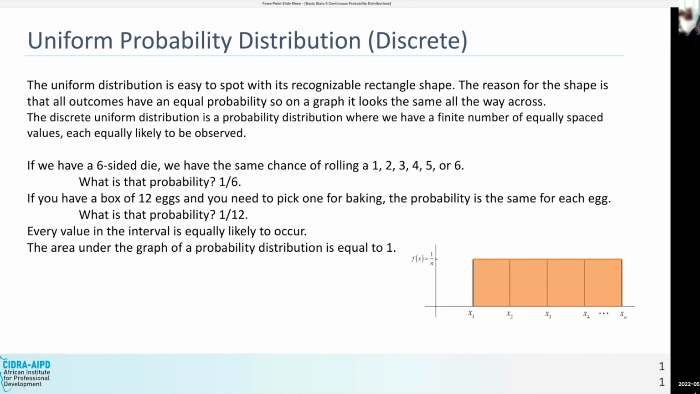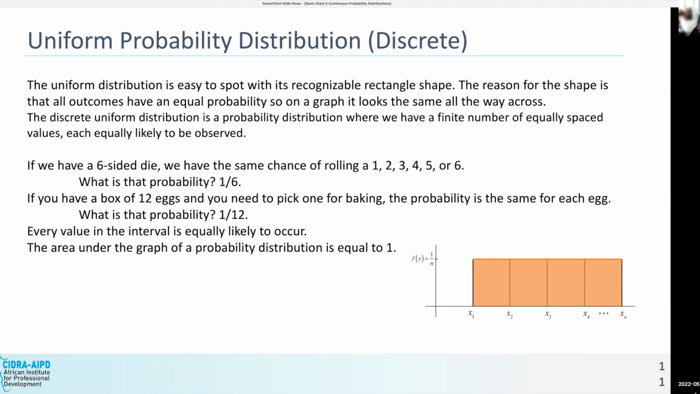The uniform distribution is very easy to spot, and you'll know it right away by its recognizable rectangle shape. The reason for the shape is that all of the outcomes in a graph are going to have an equal probability. So on a graph, it's going to look the same all the way across. The discrete uniform distribution is a probability distribution where we have a finite number of equally spaced values that are equally likely to be observed.